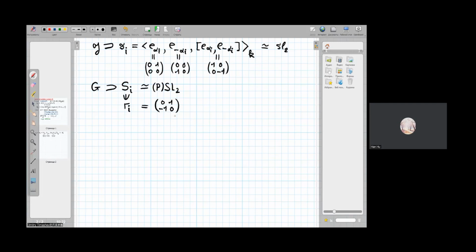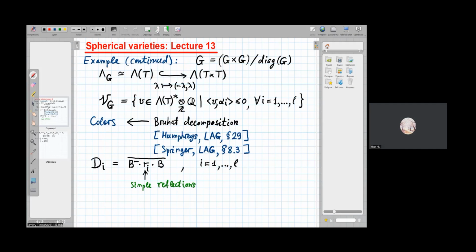So we get the description. Let me come back to the previous page. We get this description of colors, the prime divisors in the complement of the big cell of the B minus cross B open orbit in G, as closures of double cosets containing simple reflections. Okay, this stems from the Bruhat decomposition, which I will not explain in detail, so I give you this reference for further reading.